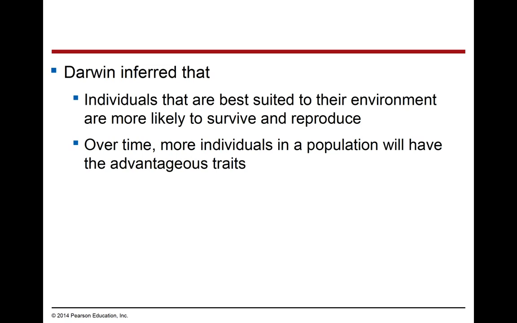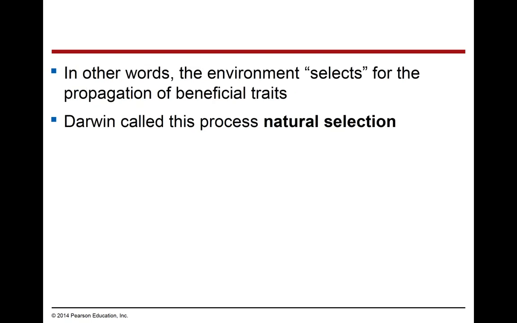So in other words, the environment, quote, selects. Natural selection, nature selecting, environment, nature, right? The environment selects the propagation of beneficial traits. If it's a benefit, it will be propagated through the next couple generations, right? Darwin called this process natural selection.